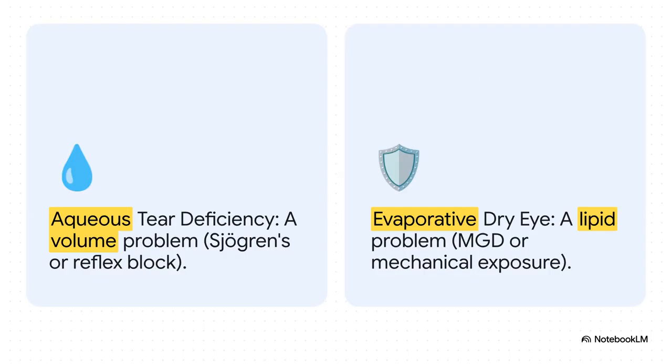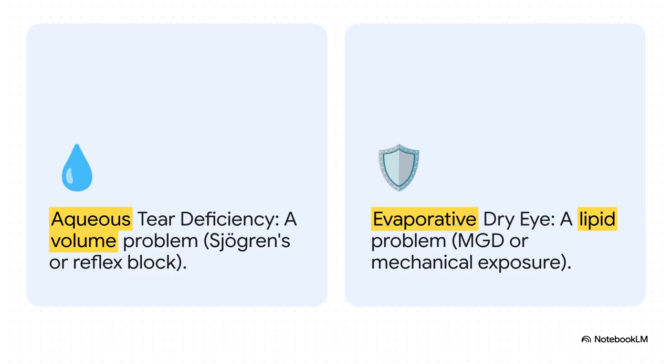Clinically, we have to contrast these underlying mechanisms. Aqueous tear deficiency, that's a volume problem. This can be Sjogren's, which is an autoimmune lymphocytic infiltration of the lacrimal glands, or it can be non-Sjogren's, often caused by an afferent reflex block from contact lens wear, or efferent failure due to systemic anticholinergic drugs like antidepressants.